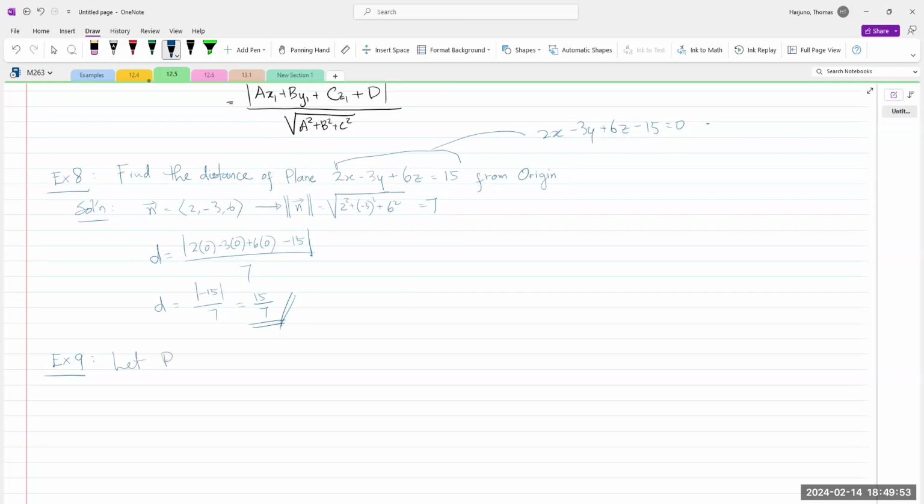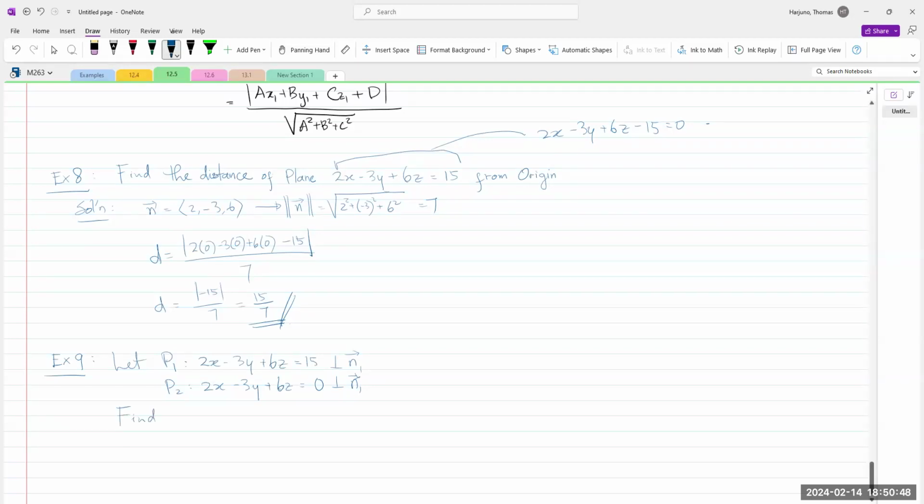Let P1 and P2 have this equation, 2x minus 3y plus 6z equals 15, and 2x minus 3y plus 6z equals, let's say, 0. How do we find the distance between these two? Notice that each of these planes is perpendicular to the same normal vector. And they don't have common points, because if you subtract, you get 0 equals 15, which is a contradiction. So the issue is how to find the distance.